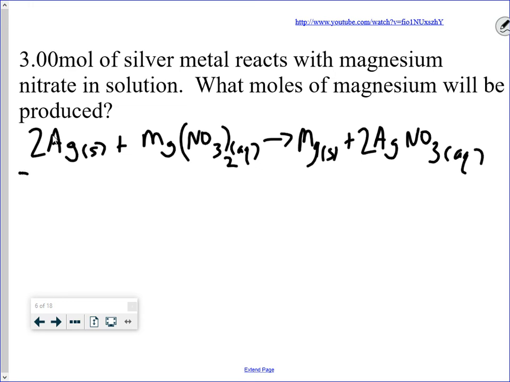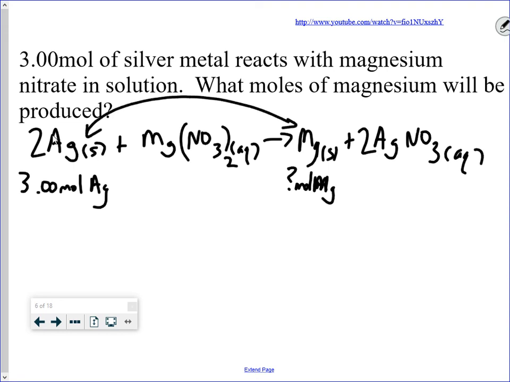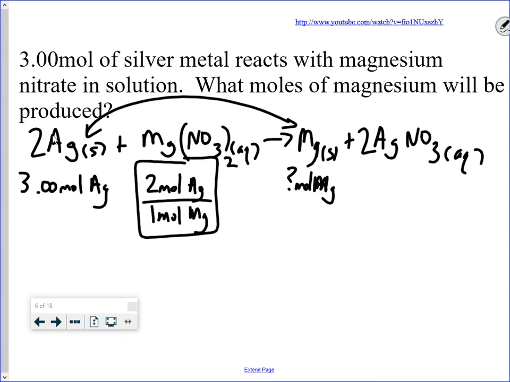It says we have 3 moles of silver. It wants us to find moles of magnesium, question mark mole magnesium. And what are we comparing? These 2 substances, so I need to write down 2 moles silver over 1 mole magnesium. This is the mole ratio, so important. The question wants me to solve for moles of magnesium, so I need to find moles of magnesium. Nope, there they are right there. Oh no, they're on the bottom.